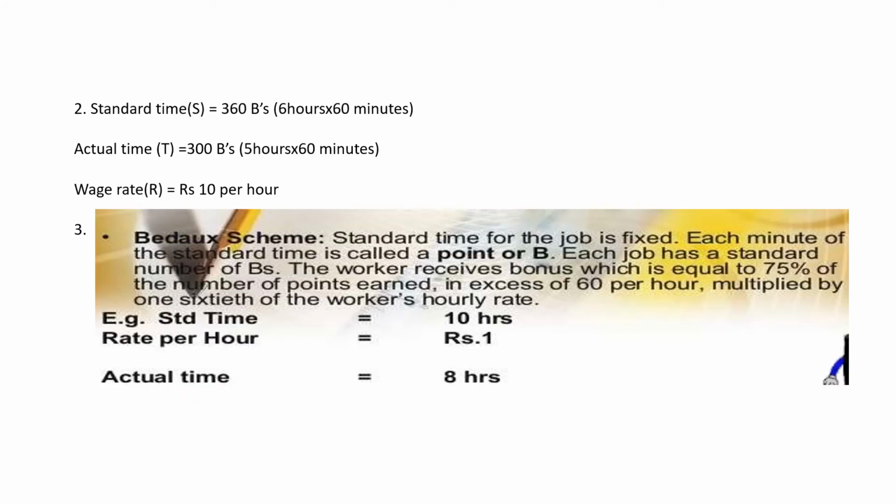So there are two more examples we can calculate. The standard time is 360 Bs. Okay, so 6 hours into 60 minutes, and actual time is 300 Bs, that is 5 hours into 60 minutes, and wage rate is rupees 10 per hour. So how can we calculate this? You may calculate it. Let us see what your answers are.